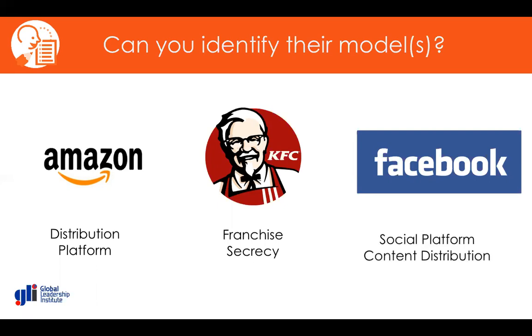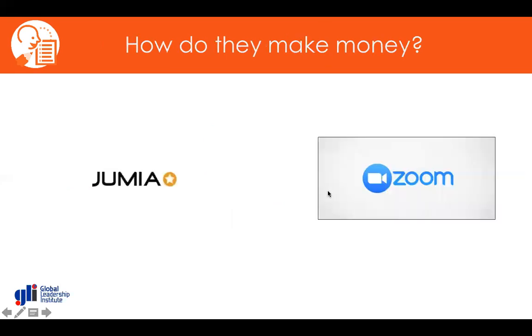Facebook runs on social platform and content distribution. Jumia works on platform and commission. Zoom works on freemium. These are nice models that we can talk about any day and every day that are working well in the world.